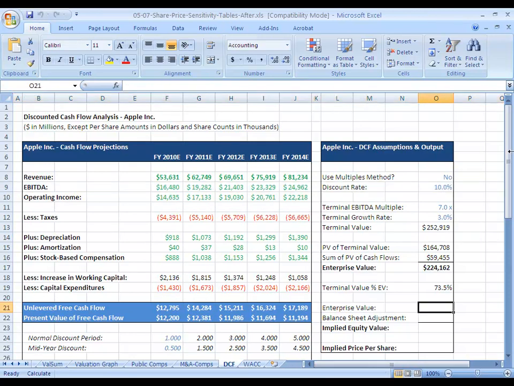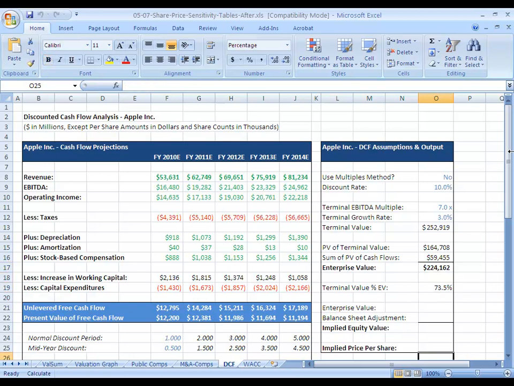So to start with, the first thing we want to do here is get to Apple's price per share that's implied by this enterprise value of $224 billion. The reason why this is important is because Apple is a public company, and for public companies, we almost always look at valuation on a share price basis. If this were a private company, we might just stick with enterprise value or equity value, but for public companies, shareholders and investors are always focused on the share price, so that's why we need to get to that here.